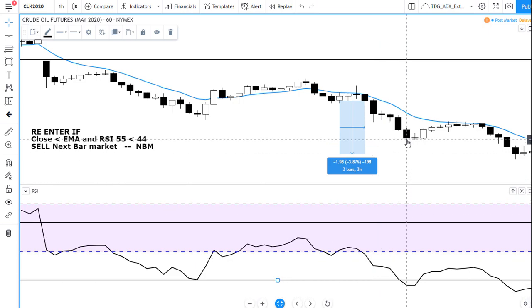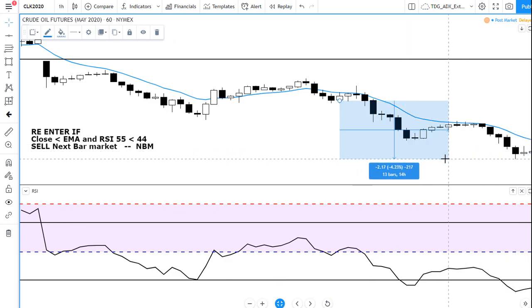Now, note right here, we pull back up. Right there, we make a new structure low with a lower close in price, and look at what happens on the RSI. So again, we have relative strength confirming our new lows as price makes the new lows. Here, confirmation of new lows, and even on the rally in price, RSI remains not only below 50, but below 44. Then price makes a new structure low right here.